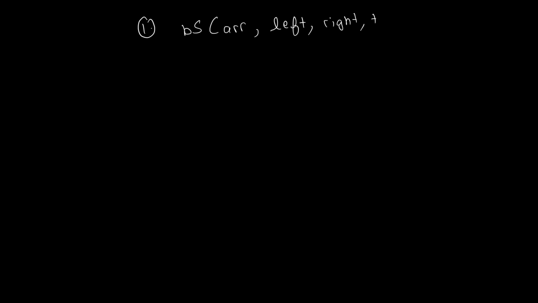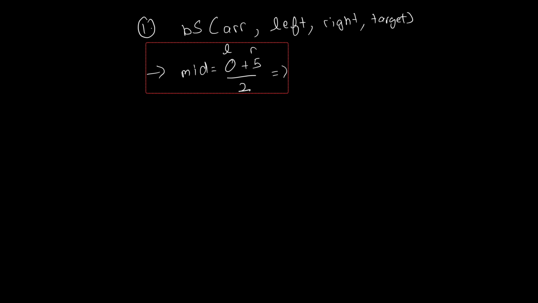And then we pass in a target, and the target represents the value that we're going to look for in our array. So on the first call, we calculate our mid, which is 0 plus 5 divided by 2, left plus right divided by 2. The value would be 2, because it would be 2.3 something, but since it's C and it's integer division, it always rounds the value towards 0, so it just becomes 2.